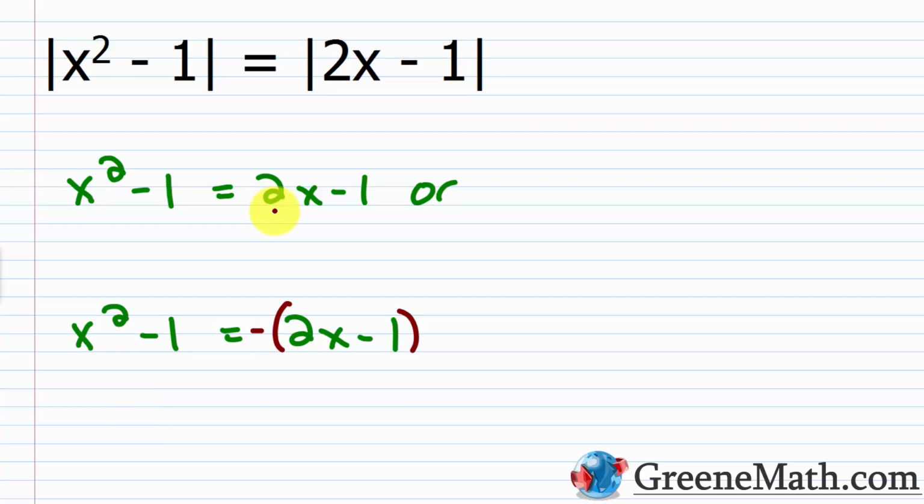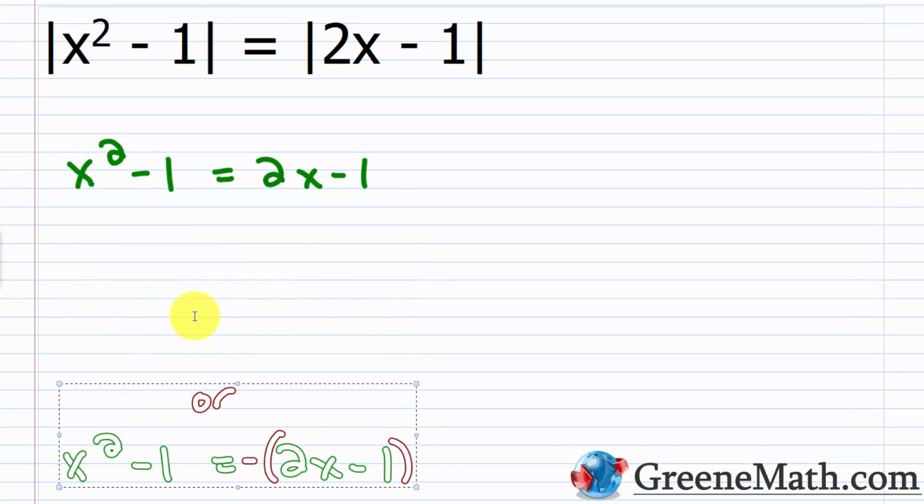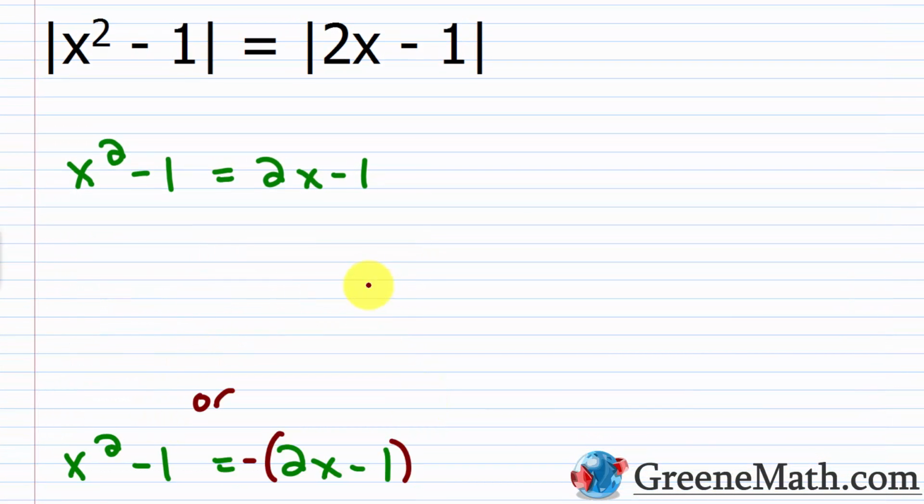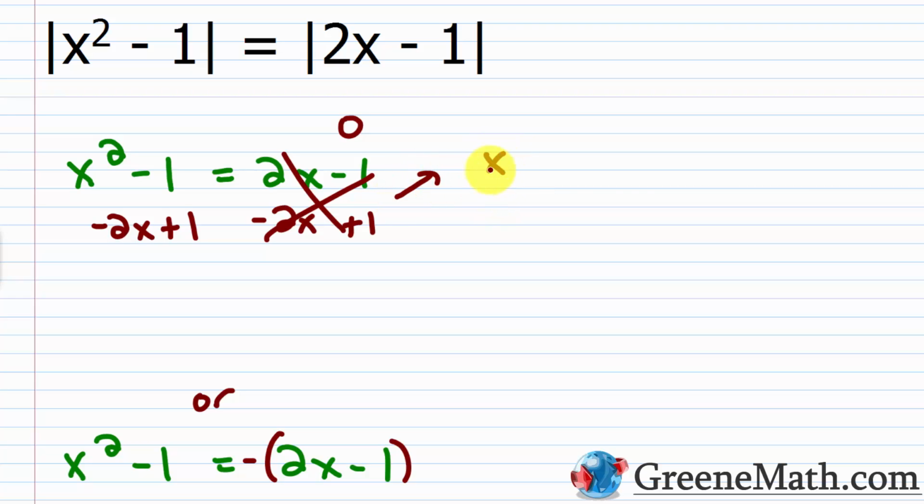So I'm going to solve this one first, and let me put my or in the middle here. And I'll drag this down so I have enough room to work. Let me start by moving everything to the left side. So let me subtract 2x away, and let me add 1 to both sides. So this is going to be 0 over here on the right. So we're going to have x squared minus 2x, -1 plus 1 is 0. So x squared minus 2x equals 0.